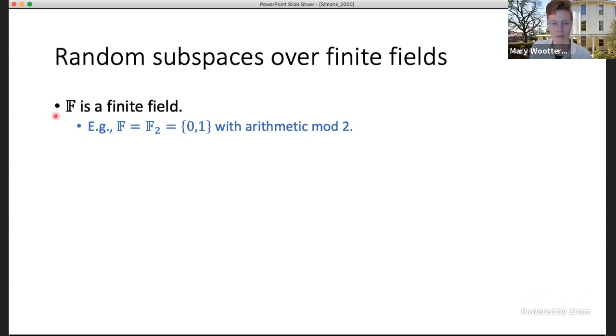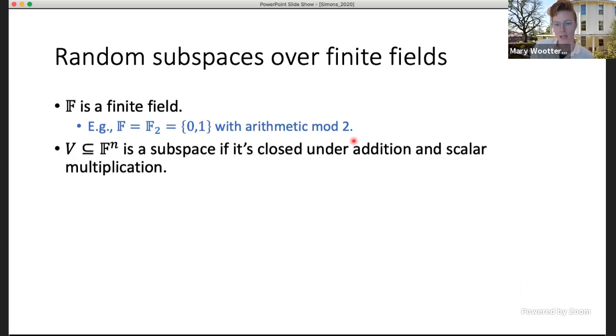Throughout this talk, this blackboard bold F is going to denote a finite field. If it's been a while since you've seen finite fields, don't worry. It's fine if you just want to think about this as being F2, that is, just 0 and 1 with arithmetic mod 2. That'll be fine for almost all of the talk. So just think about F as being F2, if you like, or any finite field. And I'm interested in subspaces over this finite field F, so subspaces V that are subsets of F to the n.